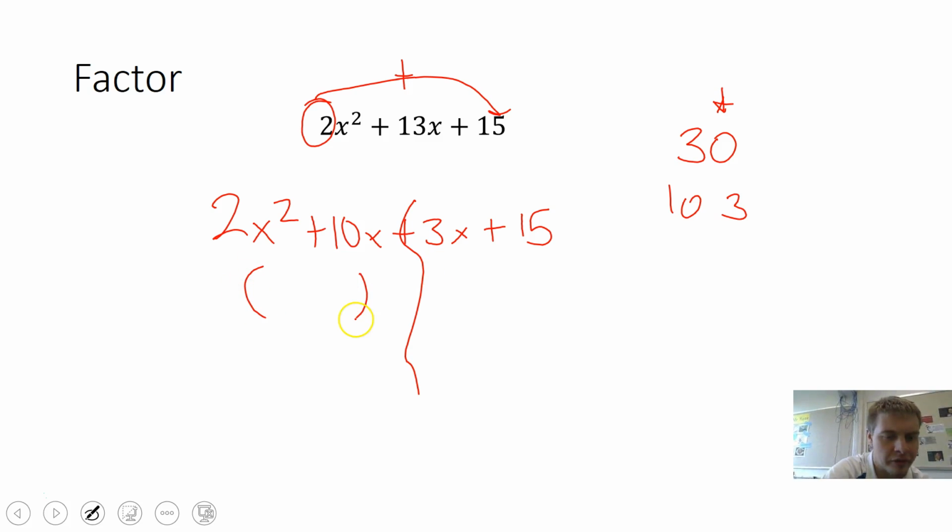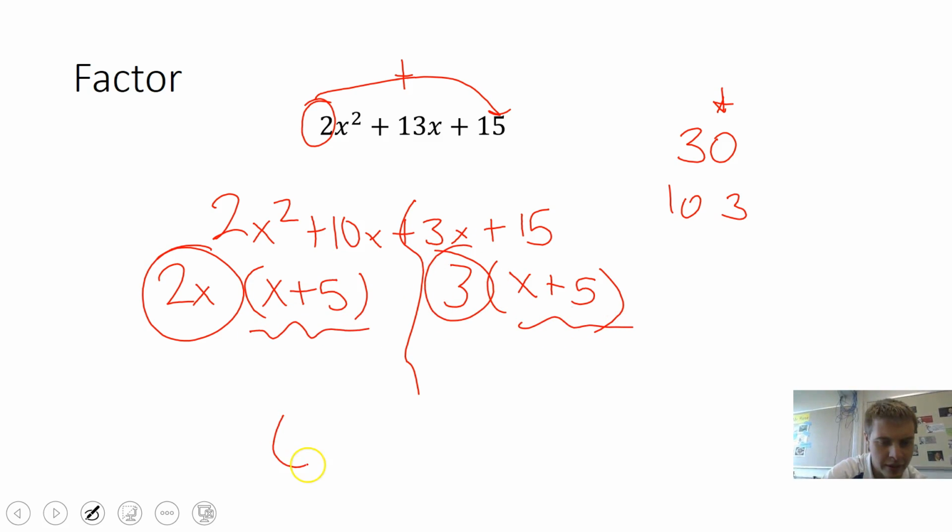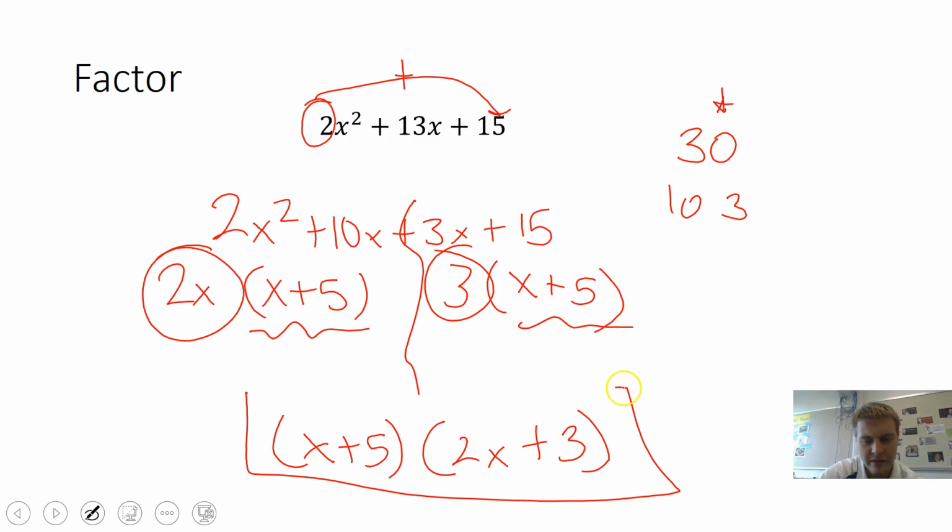So what we'll factor out of the front part is 2x, and I'll get x plus 5. We'll factor out of this back part 3, and I'll get x plus 5. And we can see that this is left over, and this is what's the same. So I'm going to get x plus 5 that I can factor out. And the stuff left over we always just put in the parentheses, so 2x plus 3. And this would be our final answer.